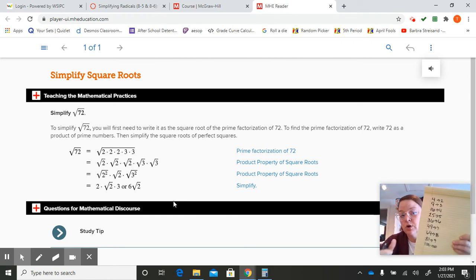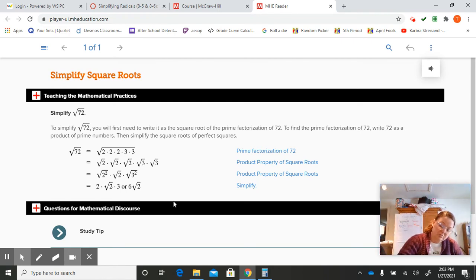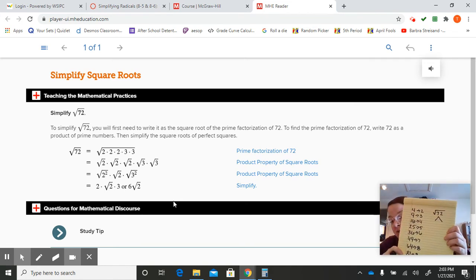So another way that you can think about how to simplify these square roots, when you're looking at something like the square root of 72, you want to think, what two numbers multiply to give me 72? And you want to use one of the big numbers on this list that's a perfect square, right?